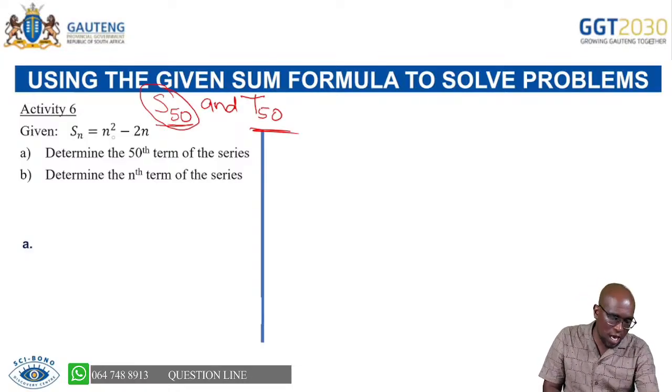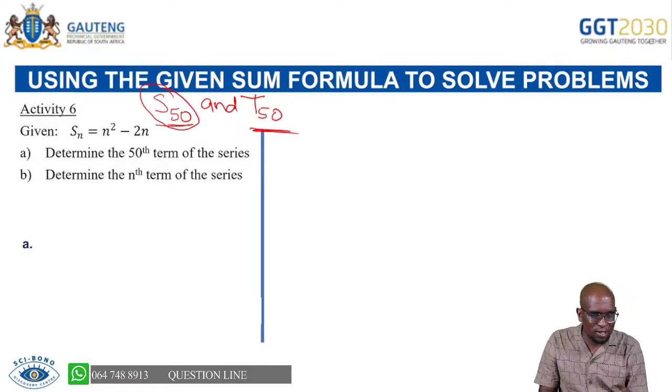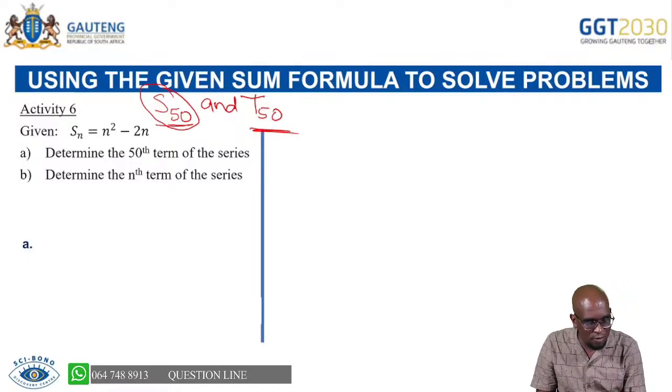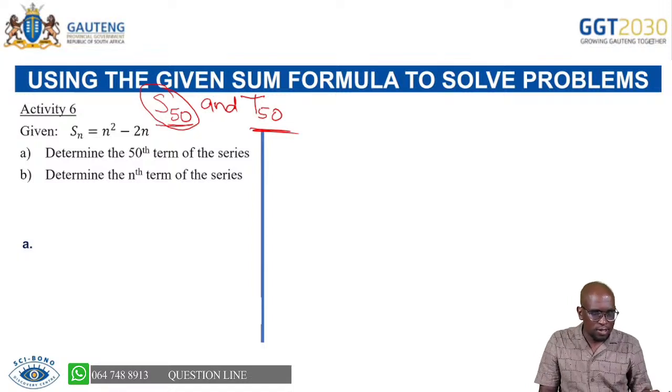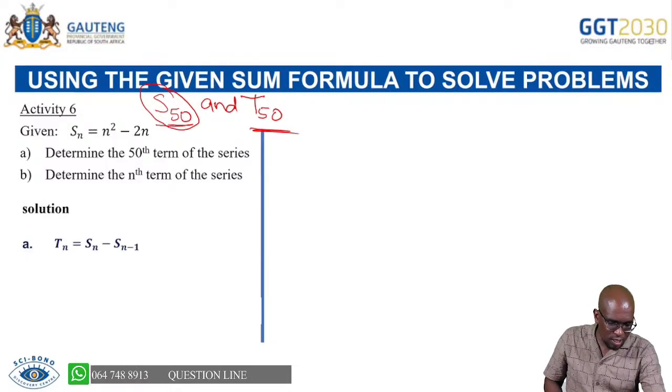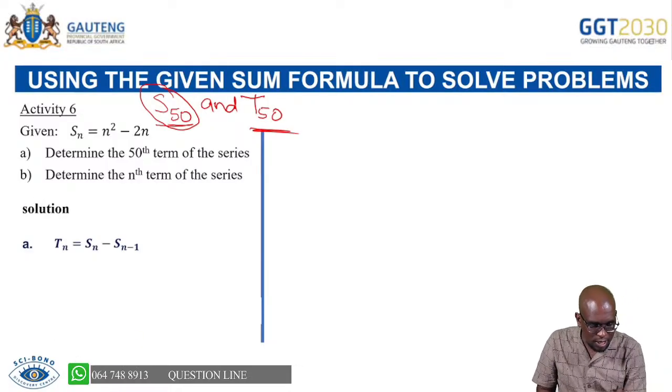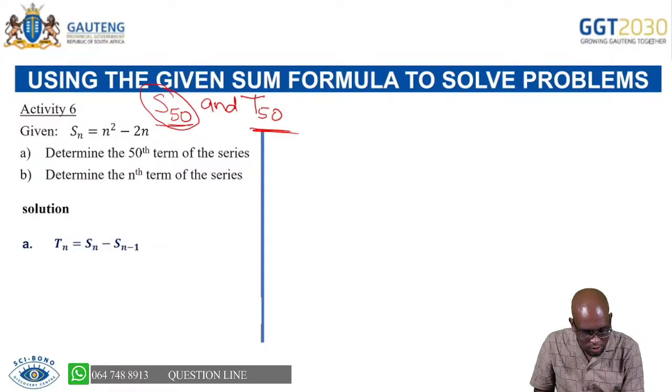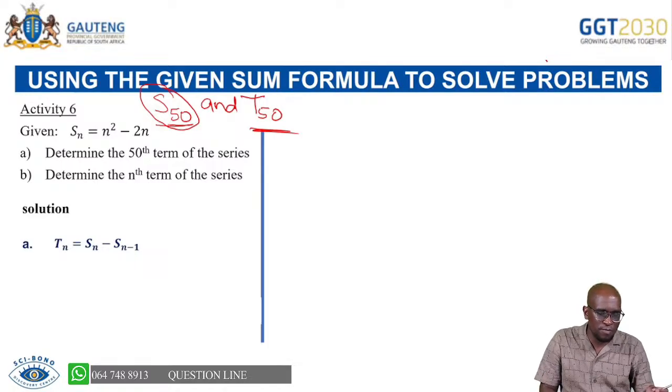We substitute n. When we see n, we put 50. But because they want this one, we should be using our formula T sub n, which is S sub n minus S sub n minus 1. I wrote it the wrong way around, so it should be the other way around: S sub n minus S sub n minus 1. So that should be the formula there.